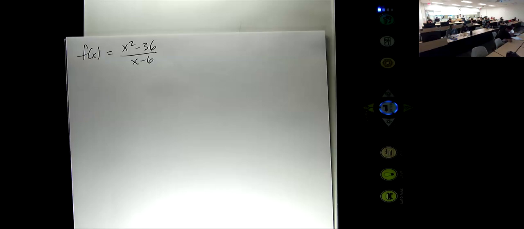Let's start with x equals 6. Well, we could start: is there a discontinuity? Yeah, there is, at 6. If I plug in 6 right now, I get a 0 on the bottom. So this is definitely discontinuous.